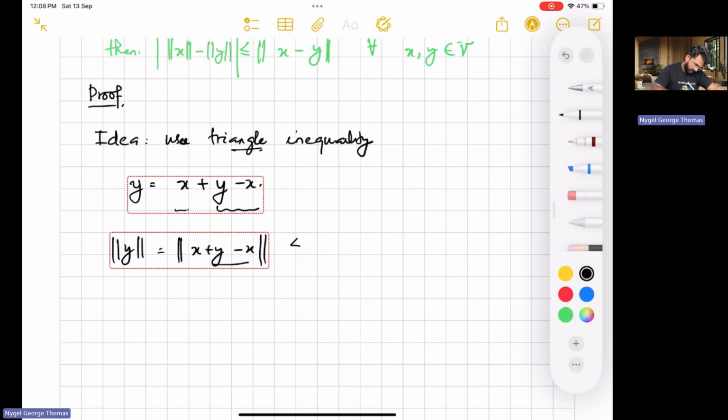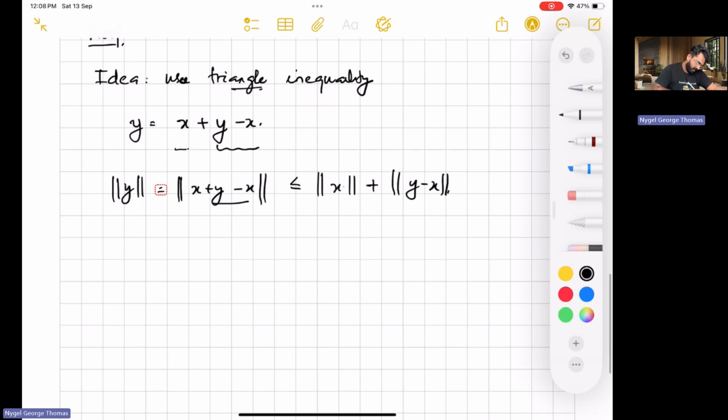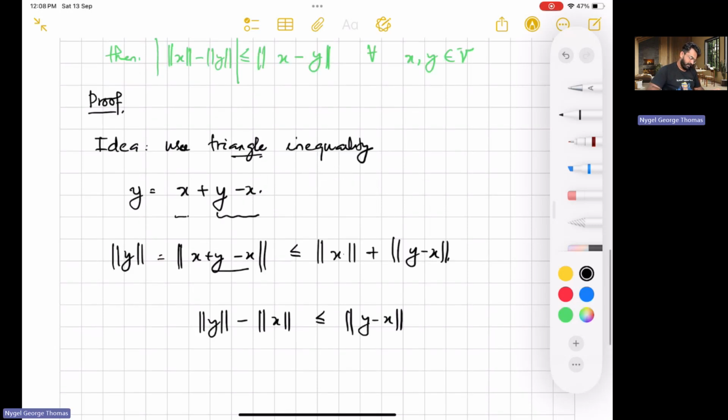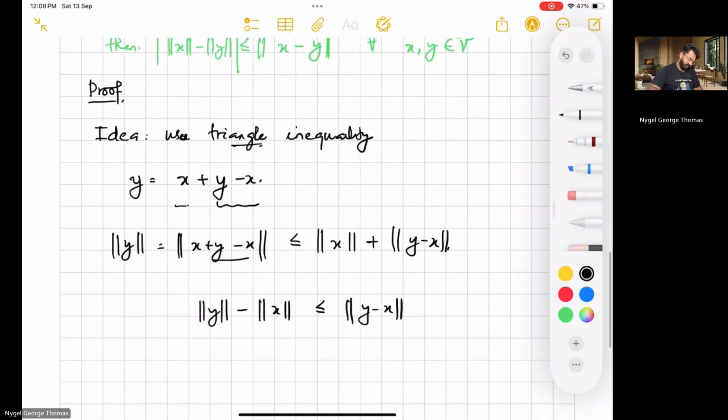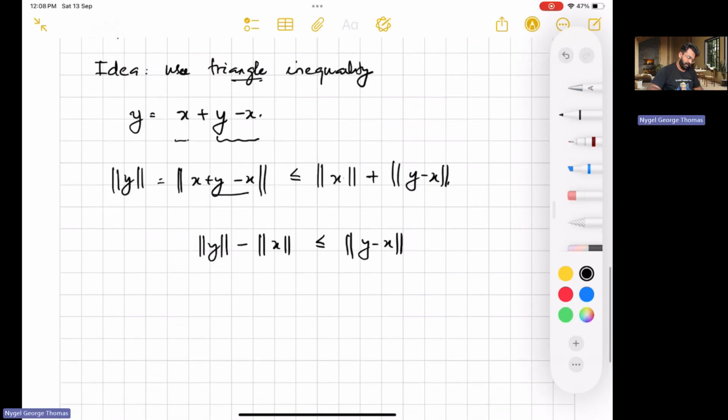By the triangle inequality, this is less than or equal to norm of x plus norm of y minus x. So this means norm of y minus norm of x is less than or equal to norm of y minus x. You've seen this part.